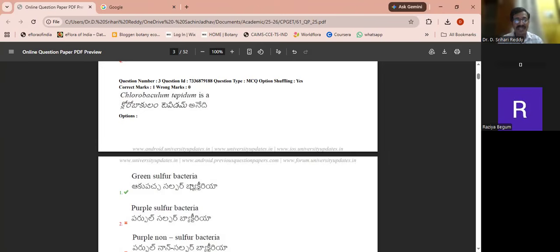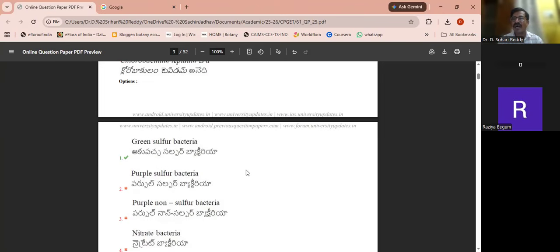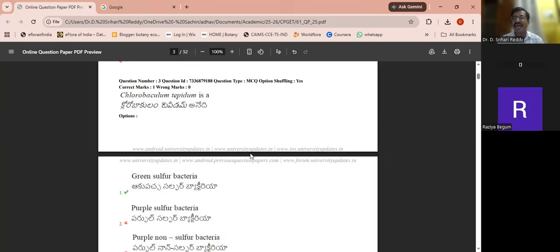But these bacteria, photosynthetic bacteria, they utilize H2S as a source of hydrogen. Here, instead of oxygen, they release sulfur during the photosynthesis. So these bacteria are anaerobic bacteria. That means they don't require oxygen. So they are called as anaerobic bacteria.